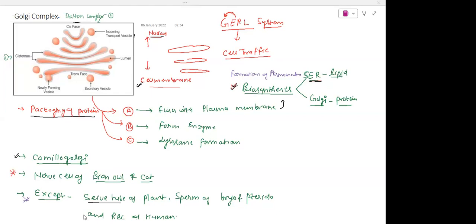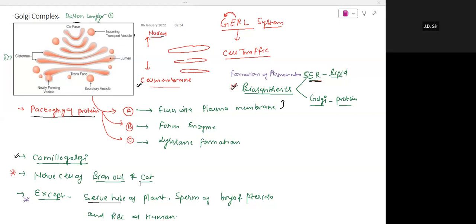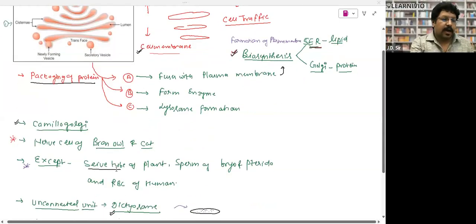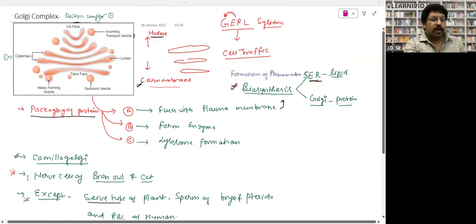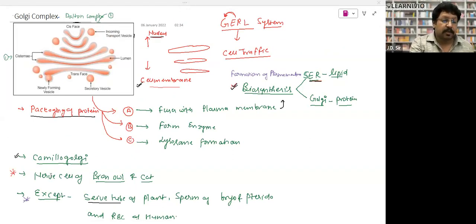Okay, so it was discovered by Camillo Golgi, right? Sorry, they have been discovered in the nerve cells of barn owl and cat, right? This is the organism in which Camillo Golgi discovered the Golgi complex.